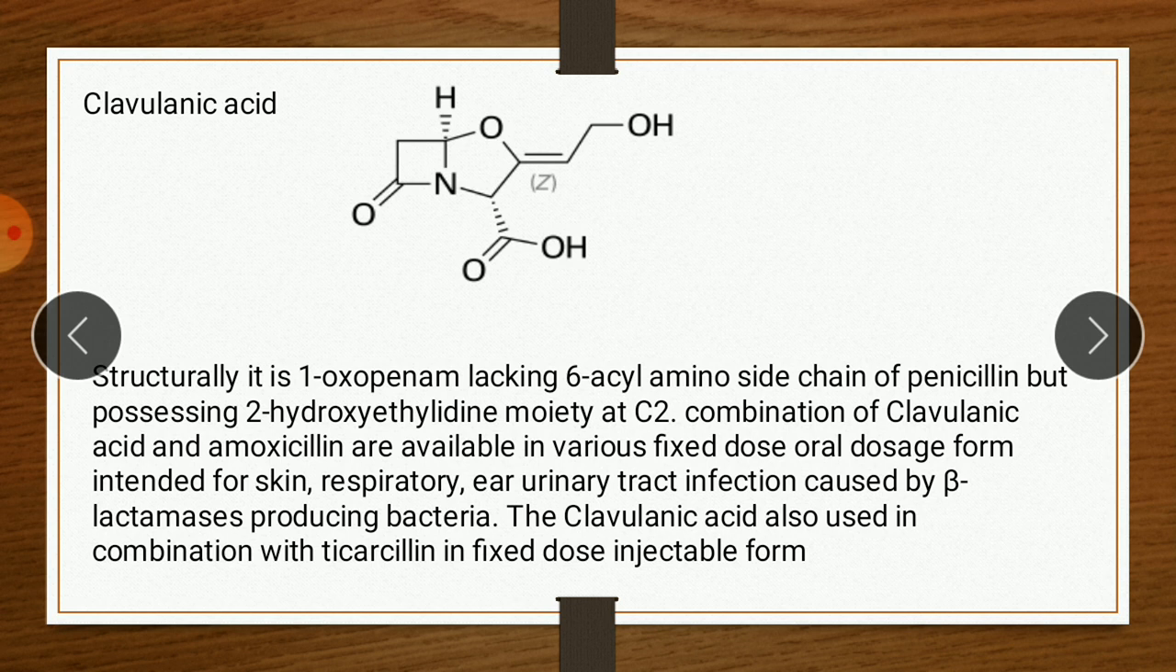Structurally it is an oxapenam lacking the 6-acylamino side chain of penicillin but possessing a 2-hydroxyethylidene moiety at carbon 2. If we see the structure, there is no side chain on this position, but here on the second position there is a 2-hydroxyethylidene moiety. Combinations of clavulanic acid and amoxicillin are available in various fixed dose oral dosage forms intended for skin, respiratory, ear, and urinary tract infections caused by beta-lactamase producing bacteria. Clavulanic acid is also used in combination with ticarcillin in a fixed dose injectable form.